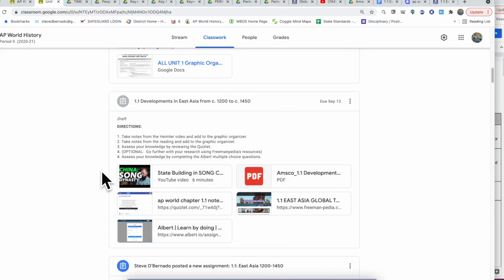Then what you're going to do is read a snapshot of the textbook, the AMSCO reading, and you're going to take the sections of text out of this and place them in bullet points inside that graphic organizer.